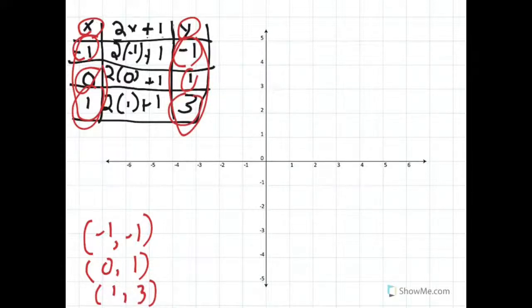Okay, let's go ahead and graph those. Negative 1, negative 1. Okay, we go back 1 and down 1. 0, positive 1, it's going to be here. And then 1, 3. It's going to be right here. What do you notice about that? Now, obviously, my drawing on the screen here is not the perfect way to do this, but what do you notice?